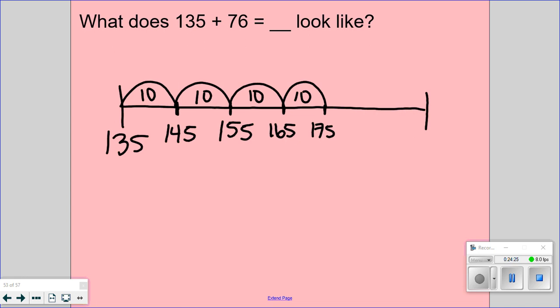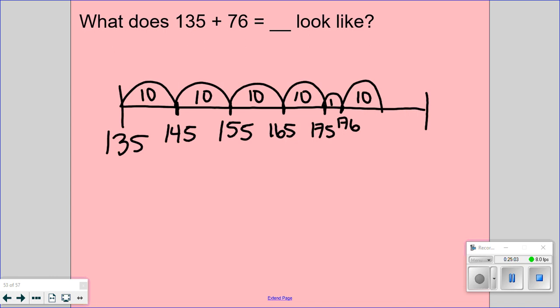Count with me. Ready? 30, 40. I still have to go 76. John? You want to do 1? Yeah. Okay. Where am I at now? 176. Carl, now what? Another 10. Where am I at now?